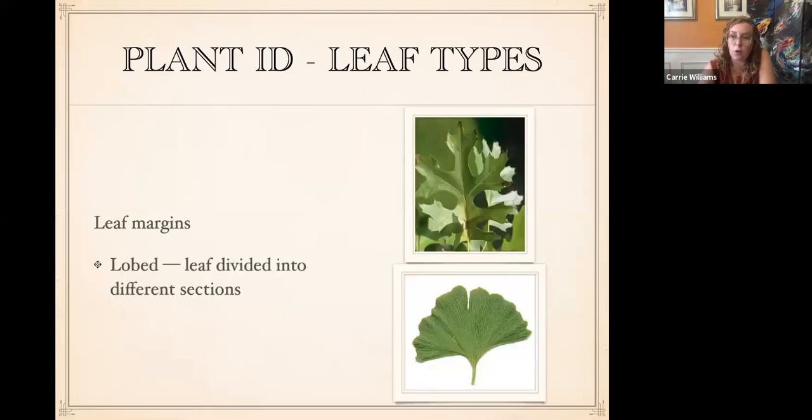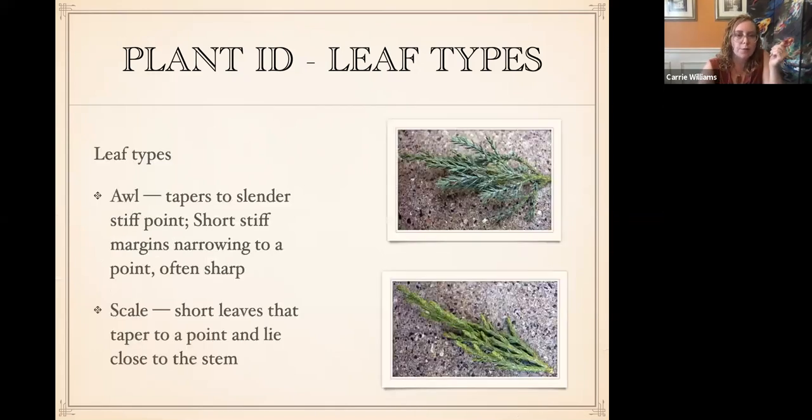The margins can be lobed. We talked about lobing. You can have pinnately lobed. You can have palmately lobed. So the leaf is divided into different sections, even though the leaf itself is entire. So here, there's our oak. It's lobed. The margin is lobed. That one on the bottom there, that's a ginkgo. It's lobed. It has two fan-shaped lobes, and it even has a little bit of crenellation. Also, if you look at the venation, you can see that is parallel leaf venation. It's not a network of veins. They're all parallel. So that'd be another way to describe it.